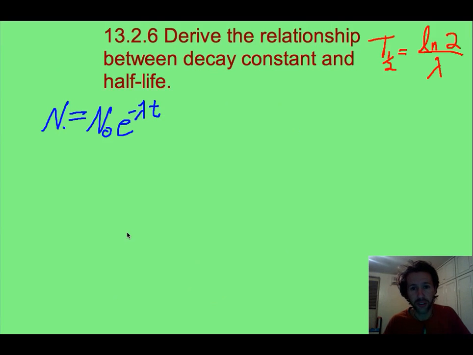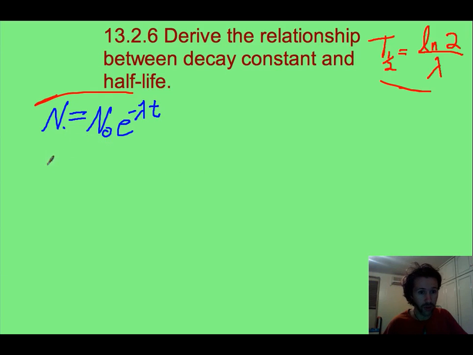Something you have to do is a derivation. Let me tell you how excited I am about this. You need to show how you get this relationship over here between your decay constant lambda and a half-life, which we're going to call t sub 1/2. You have to be able to start with this thing here. You're probably thinking, how in the world are we going to do this? Well, buckle up, because here we go.